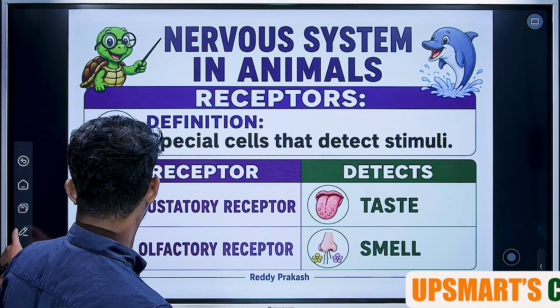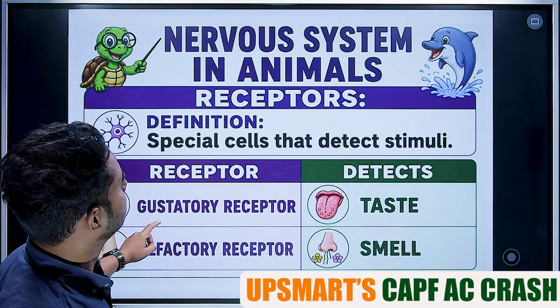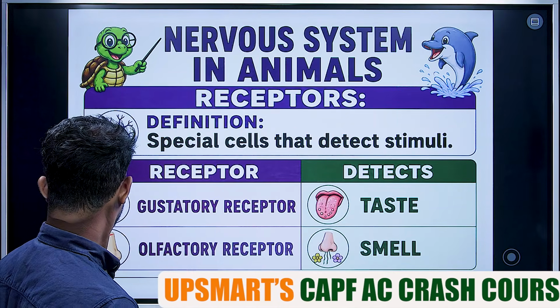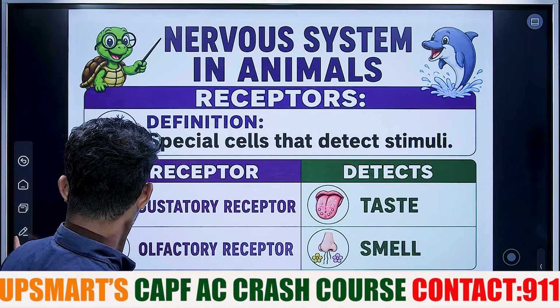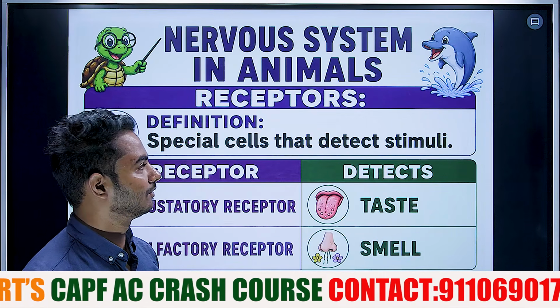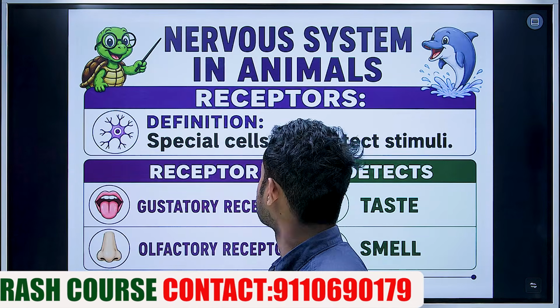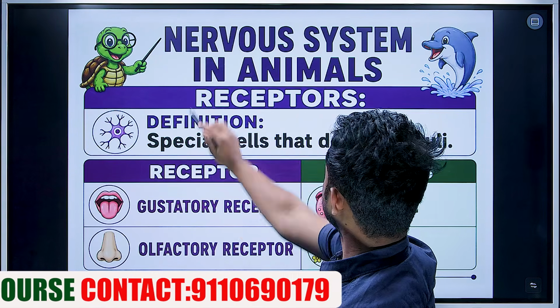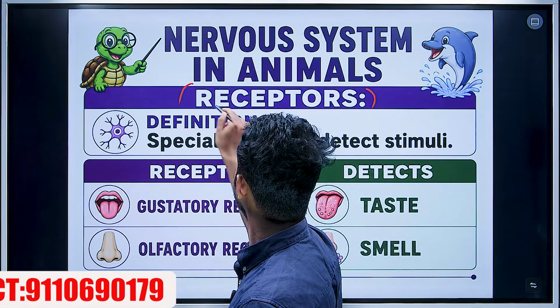Next, the nervous system. Next, you are telling nervous system, sir. What is nervous system, sir? I already told you nervous system, sir. So I am not doing nervous system again, sir. But within the nervous system there are parts.